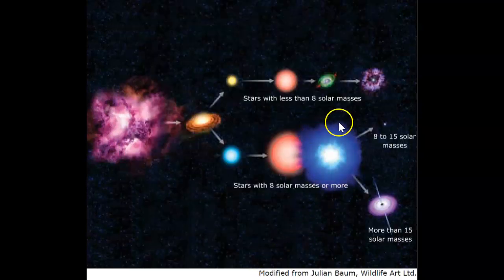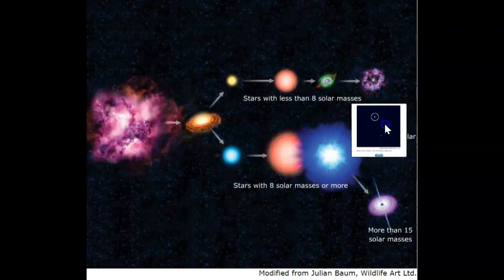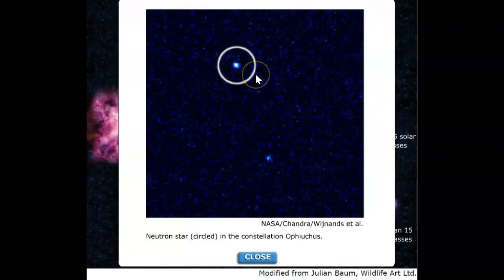And then that mass comes into play again. These are all stars with 8 solar masses or more, and if it's 8 to 15 solar masses, your end result is going to be something called a neutron star. Sometimes we can get pulsars from these if the neutron stars are spinning rapidly and there's light emitted from them. The neutron star here is circled in this constellation, and I cannot pronounce its name, Ophiuchus. This is from NASA, Chandra's the telescope, and then this is the scientist.